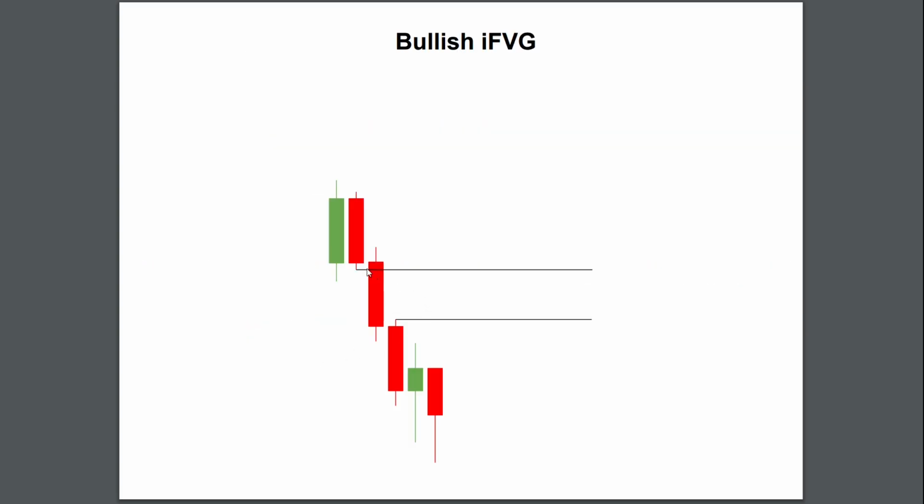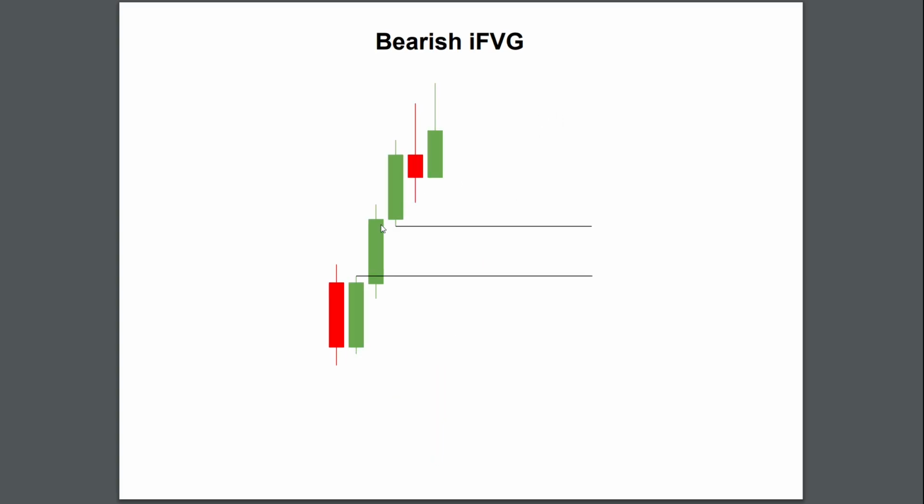All right, you can see we have a bearish fair value gap here. And when we get a close above the fair value gap, this tells us that price wants to continue going upwards. Same thing with a bullish fair value gap. When we inverse it, it tells us that price wants to continue going down.